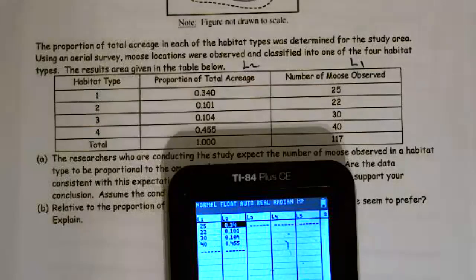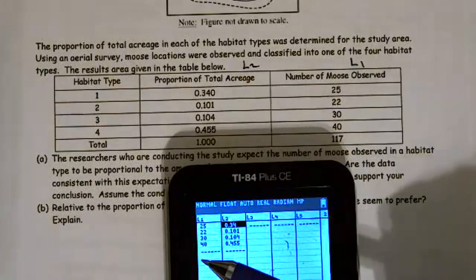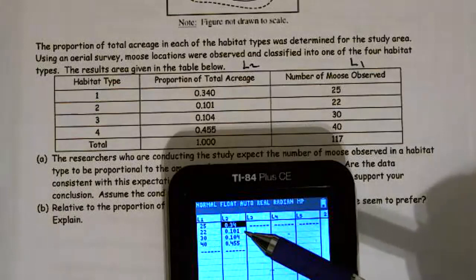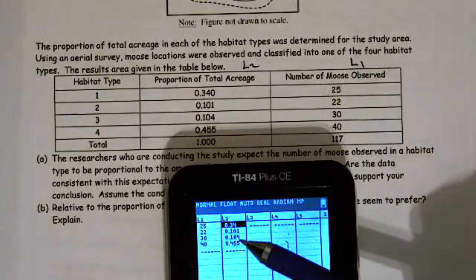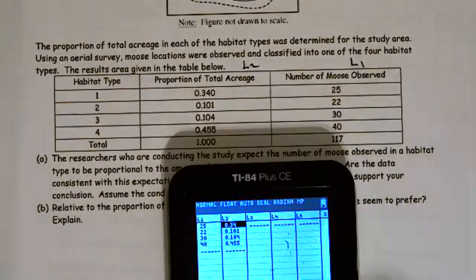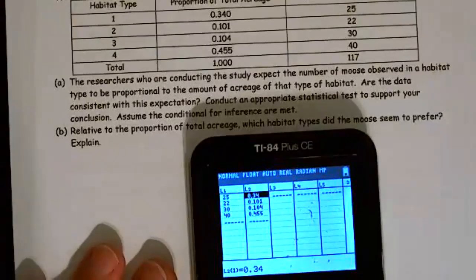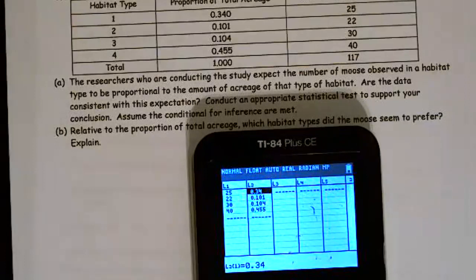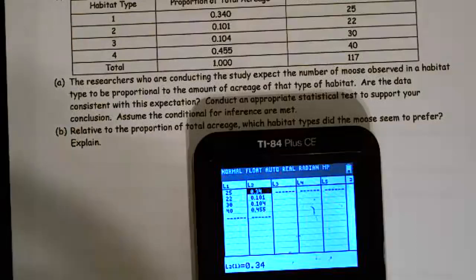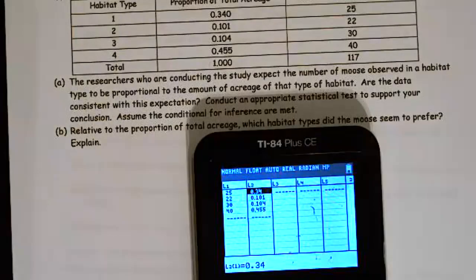All right, so I've included the information. I just put the observed data in L1 and the percentage of acreage in L2. The researchers conducting the study expect the number of moose observed in a habitat to be proportional to the amount of acreage of that type of habitat. Are the data consistent with the expectation? In other words, is it the same? The fact that they're talking about having the same proportions tells me it's either going to be homogeneity or goodness of fit.